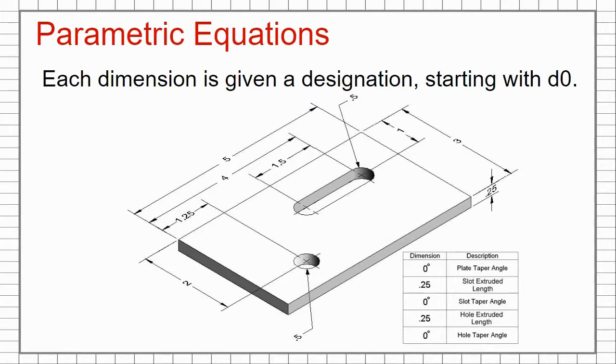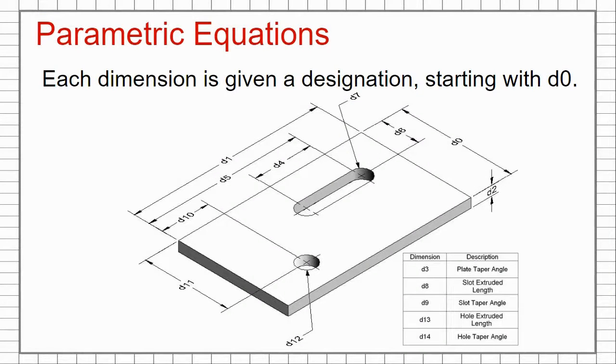So as I've said, as you're creating a model, each dimension is given a designation, starting with D0. So what we're seeing in this model is the value of the different dimensions, what their actual magnitude is. Here, those magnitudes have been replaced with the designations of the dimensions. So D0 would be the depth of the part, the first dimension that was placed on the first sketch. D1 being the width of that rectangle that was also applied on the first sketch.